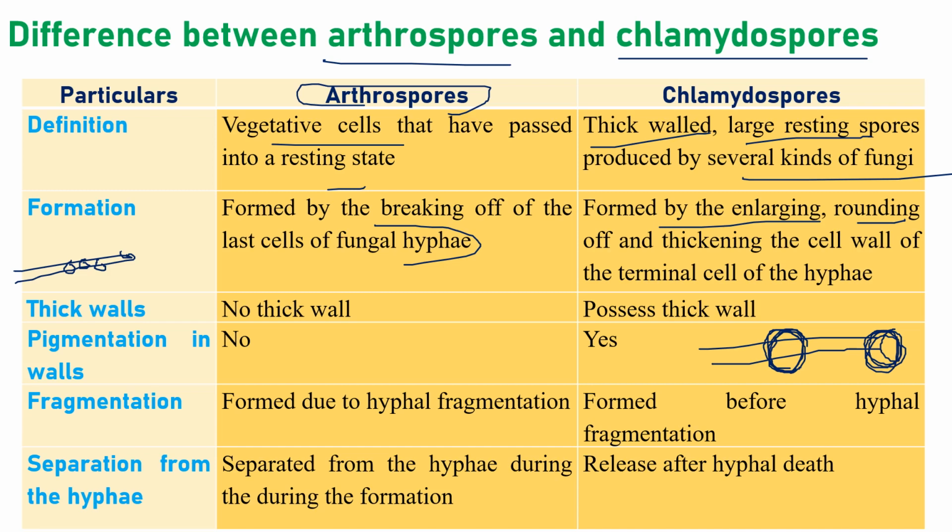Okay. No thick walls can be observed in arthrospore, but when it comes to chlamydospore, thick walls can be observed because chlamydospore is a resting spore. To survive unfavorable environmental conditions, it requires a very strong thick wall. So that thick wall can be observed in chlamydospore.